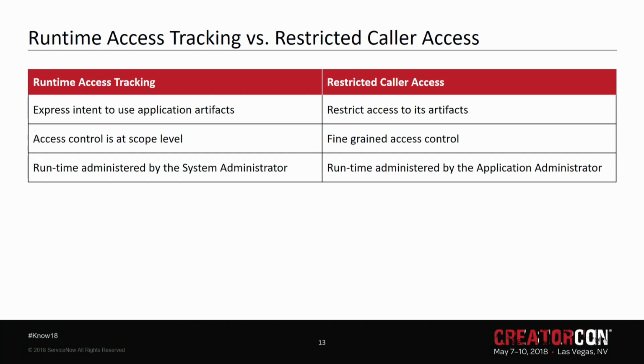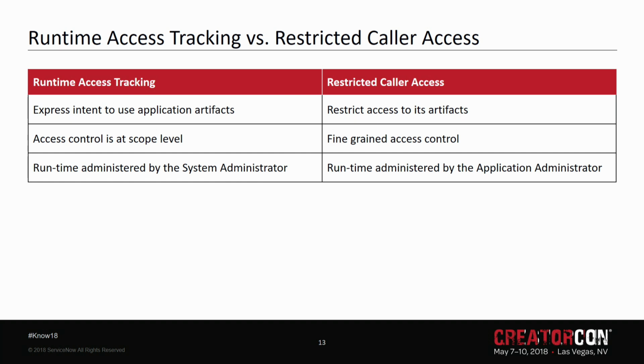So here's just a little table showing the differences between these two functionalities. Runtime access tracking is meant to express the intent of what application artifacts are going to be accessed by a particular application. So it's really from the source application's point of view. And the access control is always just at the scope level. And during runtime, the privilege records are always administered by the system administrator.